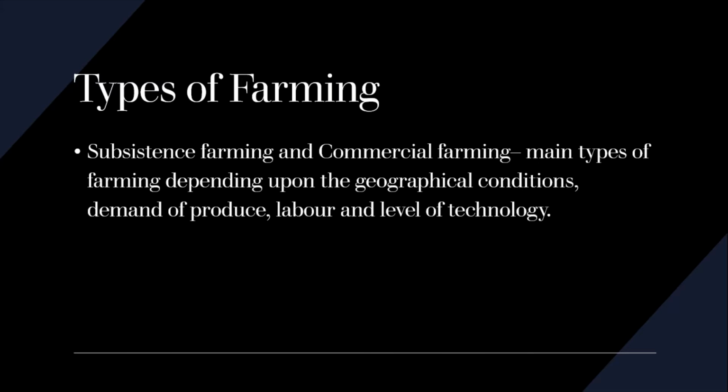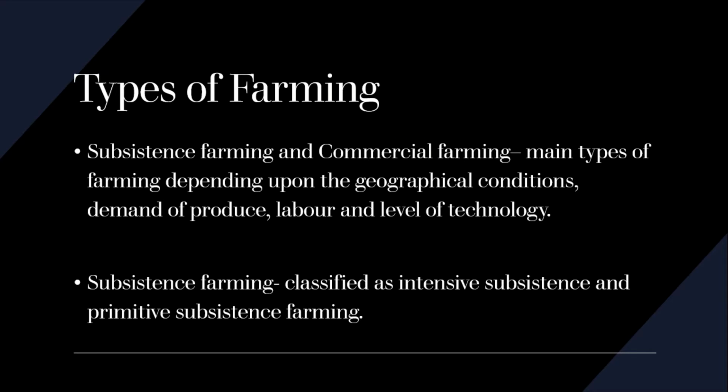Types of farming: subsistence farming and commercial farming are the main types of farming, depending upon the geographical conditions, produce, labor and level of technology. Subsistence farming is classified as intensive subsistence and primitive subsistence farming.